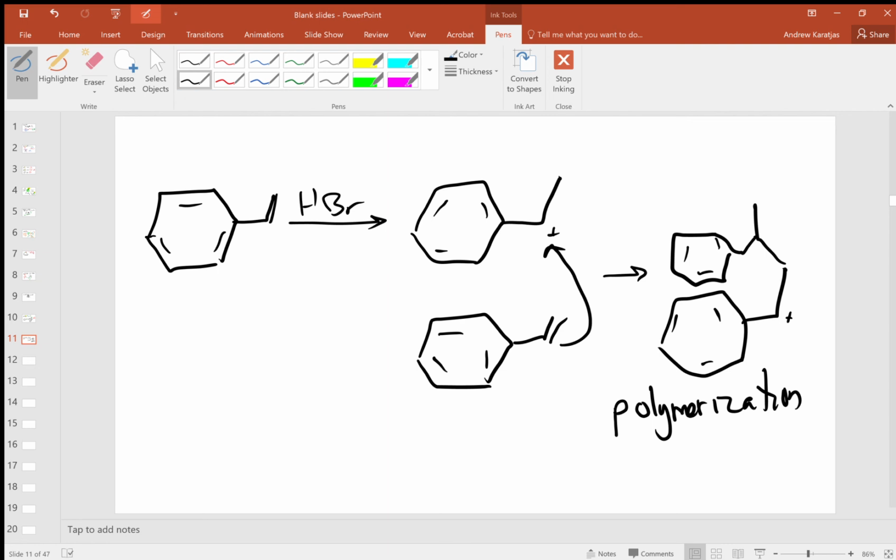So if you're planning out a synthesis, those are some functional groups that you really want to watch out for. Again, carbonyls as well as alcohols, because strong acids like HBr and HCl will react with a large number of different functional groups.